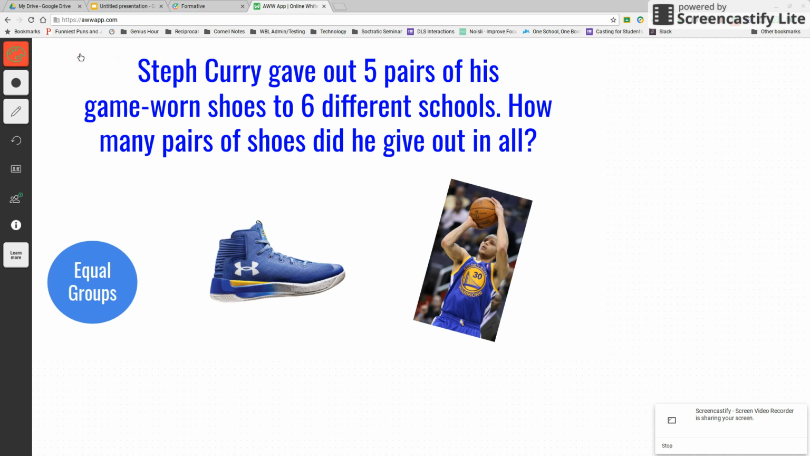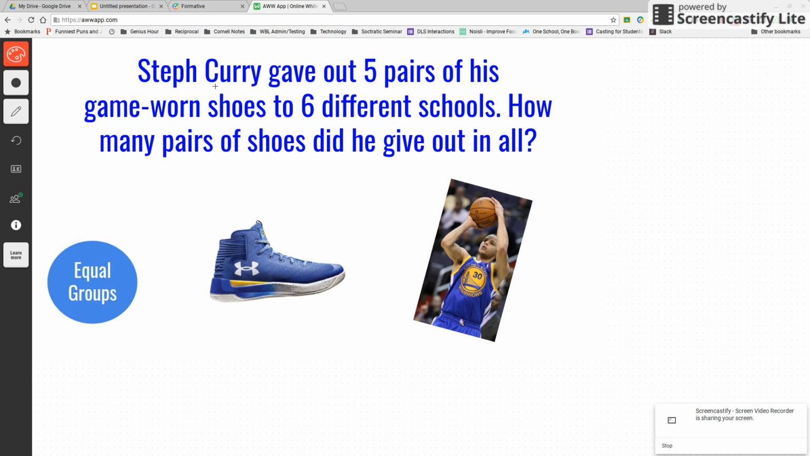All right, fifth grade. Today we're going to take a look at a couple of different other kinds of multiplication story problem situations. The first one we're going to take a look at is called equal groups. That's the situation where you're making equal groups of something. So here's an example of an equal groups problem.